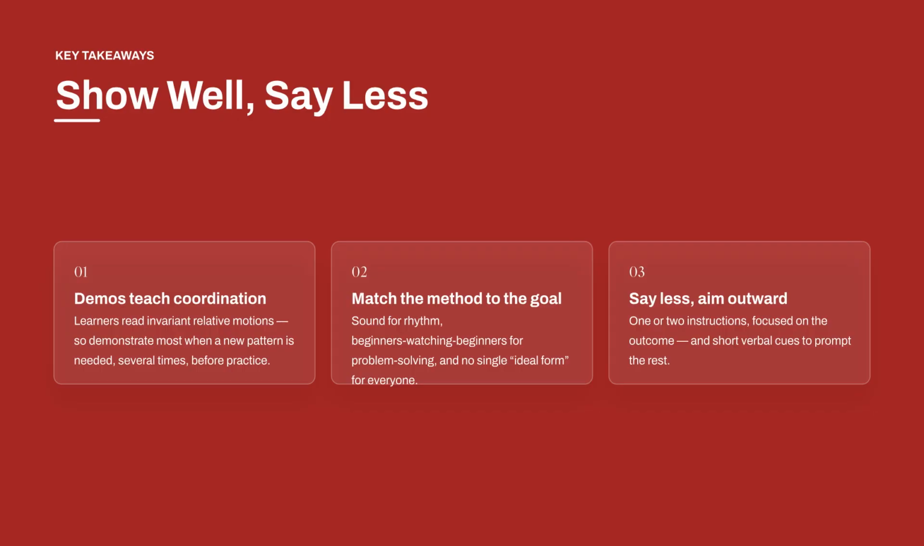And third, say less and aim outward. Honor the attention budget with 1 or 2 instructions pointed at the outcome. Lean on analogies that survive pressure. Phrase cues as targets rather than don'ts, and back it all with short verbal cues to prompt the rest. Show well, say less, and you'll teach far more than you ever could by showing everything and saying it all. That restraint is the mark of an expert teacher.